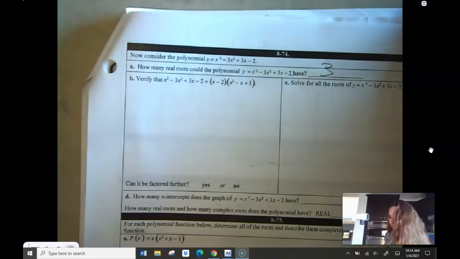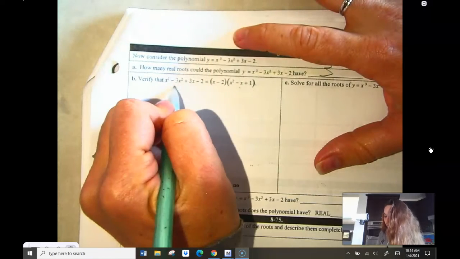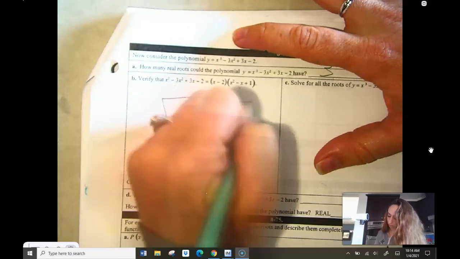Okay? This one, let's see. Now consider the polynomial. How many real roots could they have? You could have, whoops, you can't see that. You could have 3 real roots. Verify that that's equal to that. So I could either factor this or I could box this. I think I'm going to box it.